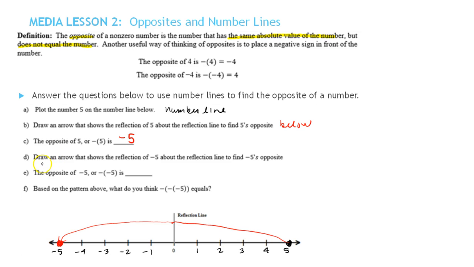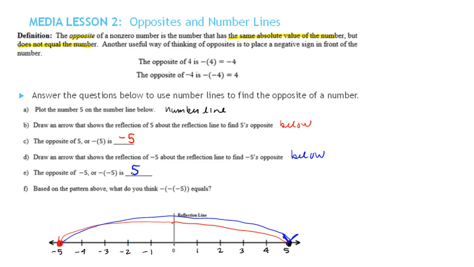Let's look at the next one. Draw an arrow that shows the reflection of negative 5 about the reflection line to find negative 5's opposite. Let's use a different color. So now we're going to start at negative 5 and reflect about 0 to find the number equidistant to 0 on the other side of 0. And notice that just takes us back to 5. So we can say the opposite of negative 5, or here we have it in symbolic notation, the opposite of negative 5 is positive 5.